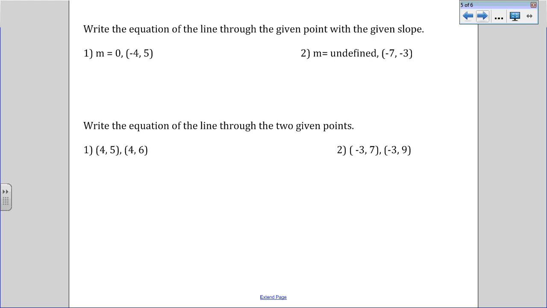Now what they're going to do is give us some information. They're going to give us slope and a point, which we've had before. But now I know if I have m equal to 0, if I have 0 slope, I need that horizontal line. I need to cross the y-axis. So I know my equation is going to be y equals, and I'm going to take whatever that y coordinate is. So my equation there is y equals 5.